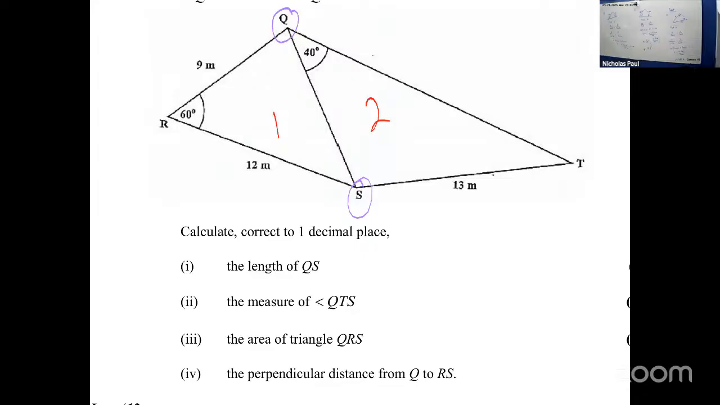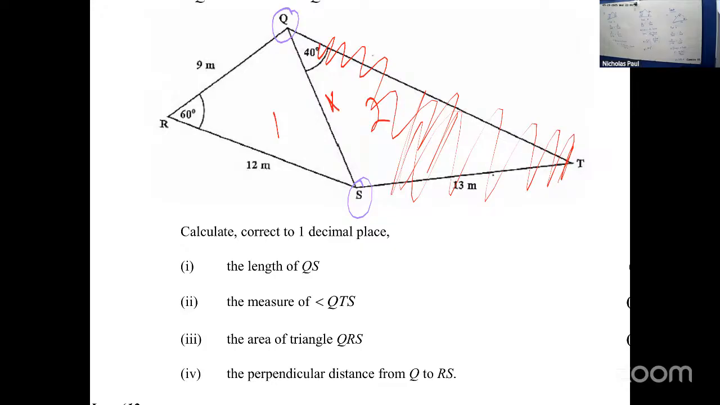So what you do in your notebook, draw triangle 1 alone. So ignore this part here. Draw triangle 1 and then see which rule you're going to use to find QS. Let's call QS x. And then do the same thing with part 2. Ignore part 3 and 4. I didn't teach you those things as yet, right?